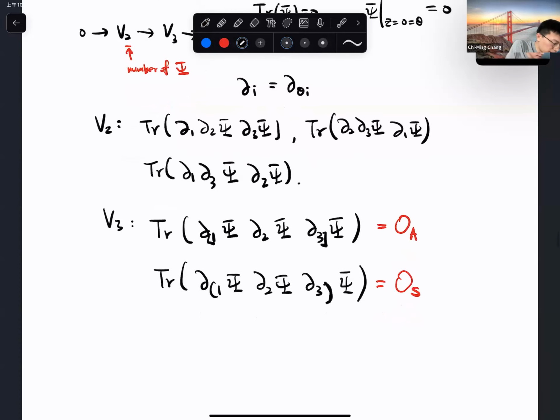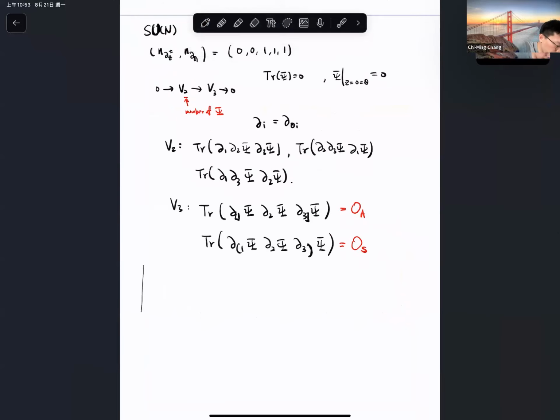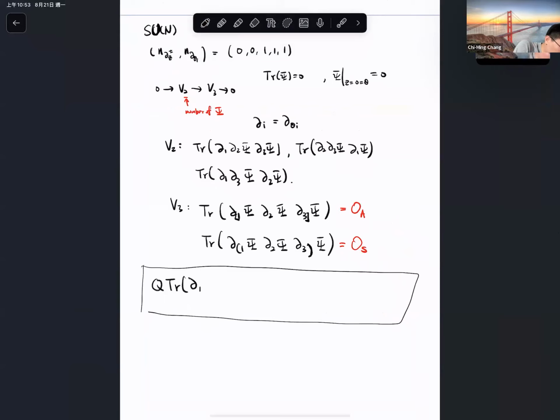Let's see. Now, for computing the cohomology, let me first do some small computation here. So Q acting on trace of partial I psi, partial J psi equals 0. That is because Q acting on psi becomes psi squared, and for example, we have I psi squared partial J psi plus some other thing. But now we have Q, psi squared, but there's only one derivative. So then we will have something that has some psi without any derivative. And then by our condition here, this is 0.